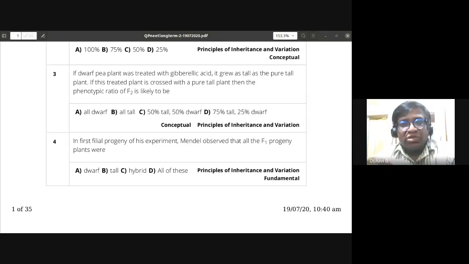Such types of questions you might come across even in CET or NEET. When people raise questions on that, they give grace marks. Anyway, here you can remember tall, we will retain the answer. Phenotypically, the F1 generation will be tall. But when you look into the genotypic nature, it is hybrid tall. It is not pure tall, it is hybrid tall. Anyway, we'll retain the same answer as tall. Fourth one is B, tall.